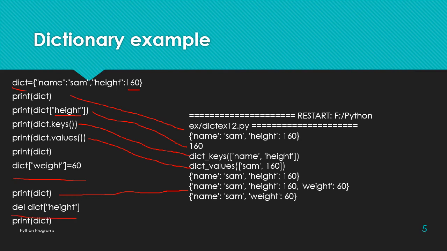Now the del statement is used to delete a particular key value pair from a dictionary. So what am I deleting? I'm deleting the key value pair with key height. See the result, height equal to 160 is deleted from the dictionary. This is a simple example showing the use of a dictionary in Python.